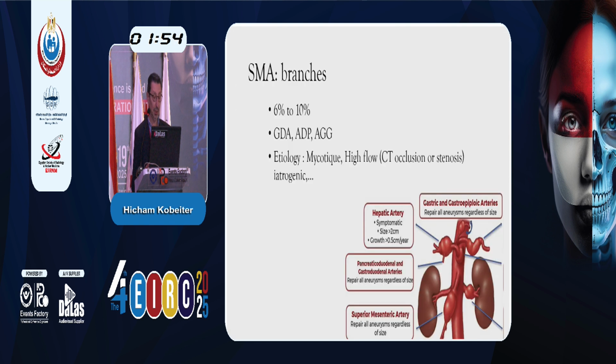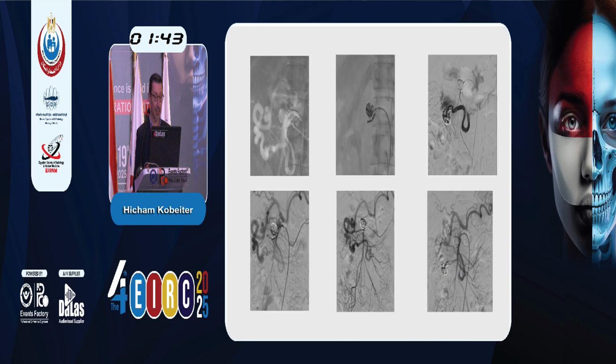So if you go to the SMA branches, they are the most dangerous ones, and they should be treated whatever the size. It is mainly because of the high flow into the aneurysm.